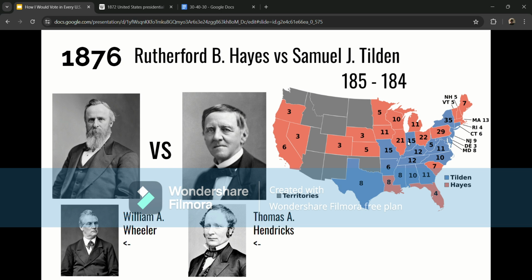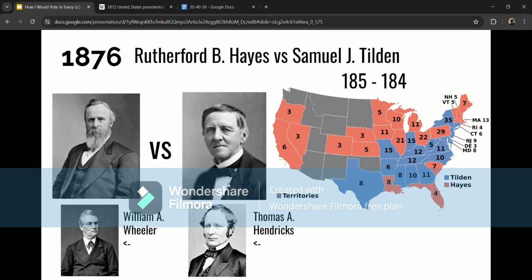So I look over here on the other side, and the Democrats have nominated the New York governor Samuel J. Tilden and his running mate Thomas A. Hendricks, governor of Indiana, previously also a senator and a House representative from there. So this is a very strong ticket. Two governors here, another governor on this side.